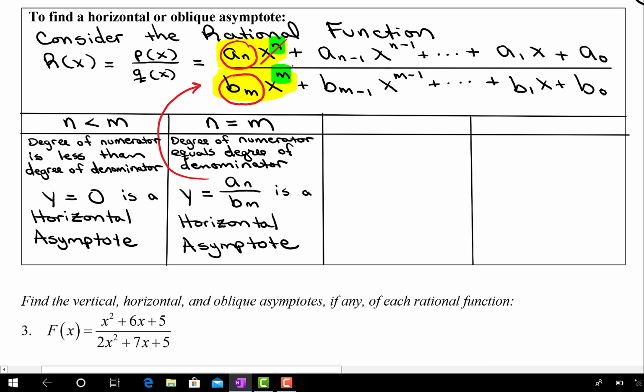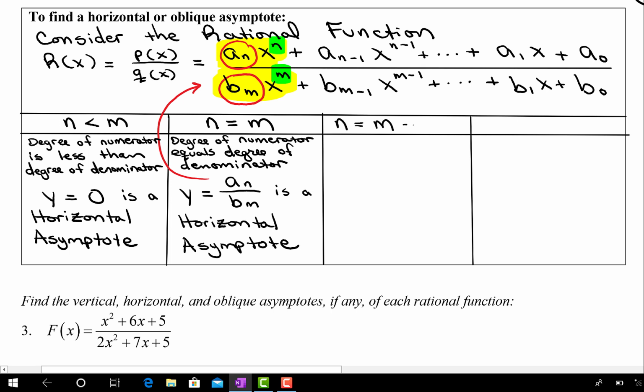Imagine that your x raised to the n and your x raised to the m, since they're equal in degree, right? You can cancel them out because they're equal to each other, and you're basically going to just be left with these coefficients, okay? That's what's basically happening here. All right, so that would be our horizontal asymptote when n equals m.